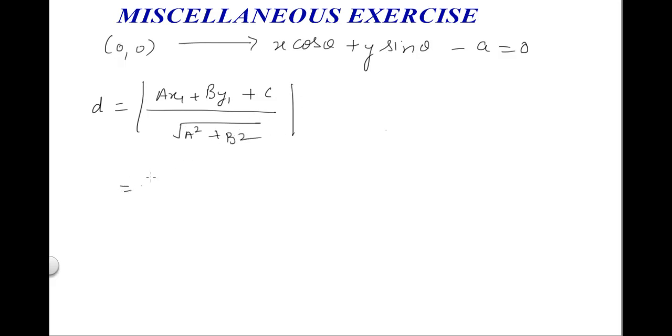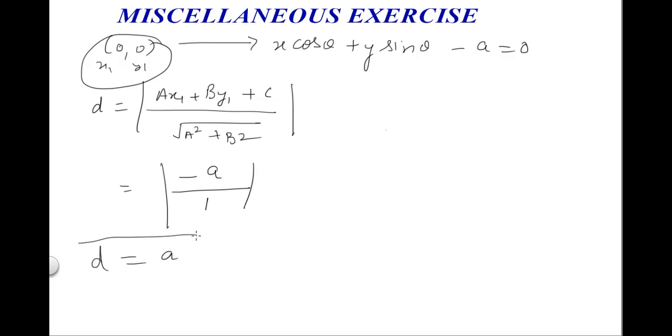Let us just put it here. So x1 and y1 this time are 0. x1 and y1 are the point from which we have to find the distance. So a is cos theta, the coefficient of x, times 0 will be 0. y sin theta into 0 will also be 0, plus c, that means minus a, divided by the square root of the coefficients of x and y squared, cos square theta plus sin square theta, that will be 1. So solving it, you get it as equal to a.